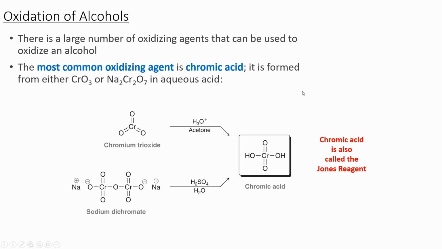The most commonly used oxidizing agent is chromic acid, or the Jones reagent. We can obtain this by taking either chromium trioxide and sulfuric acid, or sodium dichromate and sulfuric acid, to form chromic acid. The chromic acid is the active oxidizing agent, and chromium, unfortunately, is quite toxic and not very good for the environment. However, this is an extremely productive oxidizing agent.